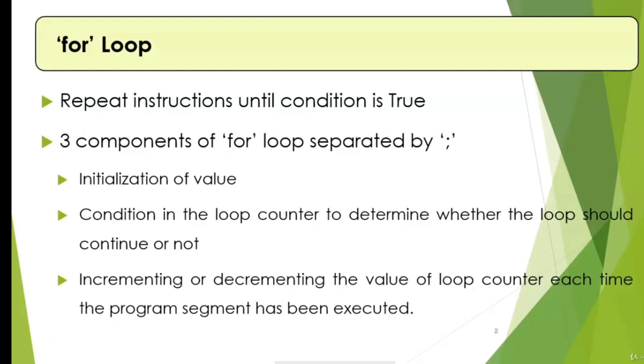So first component is the initialization of value. Second component is the condition which is checked to continue the loop or stop the loop. And third component is increment or decrement of the variable which is used for looping condition.